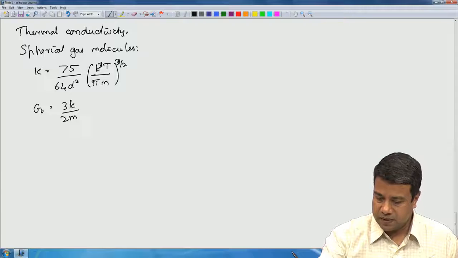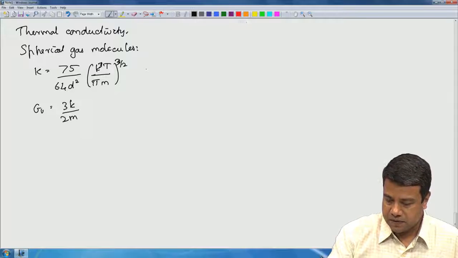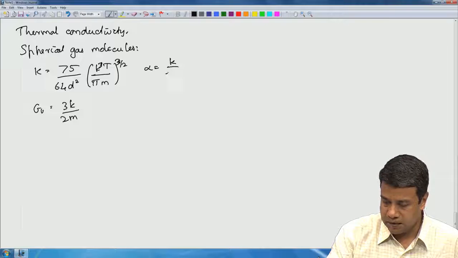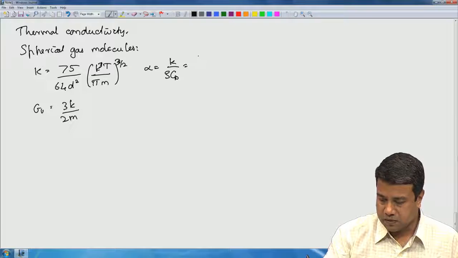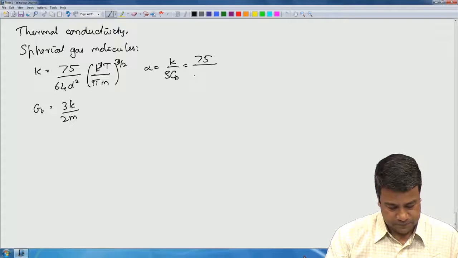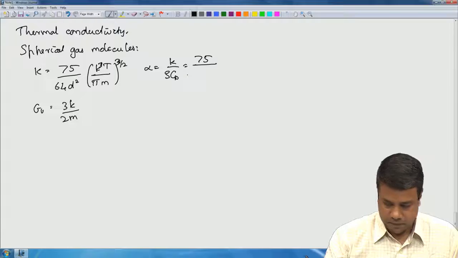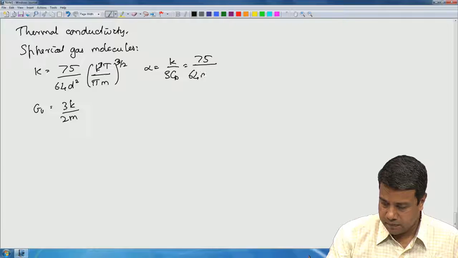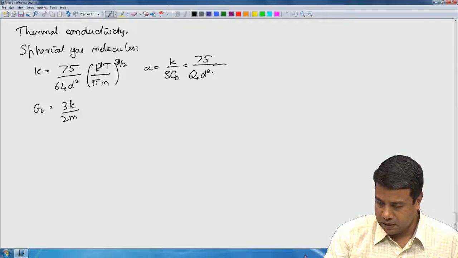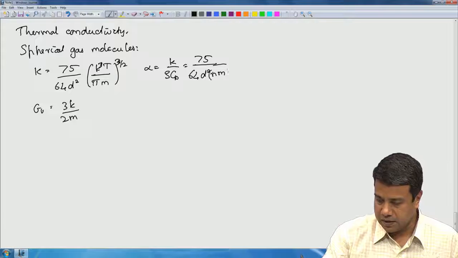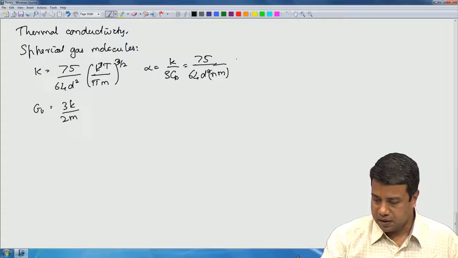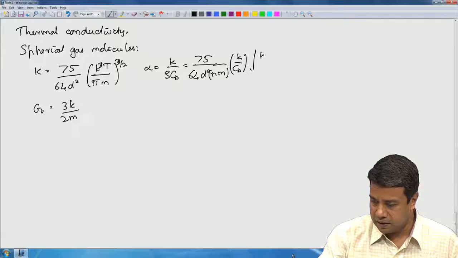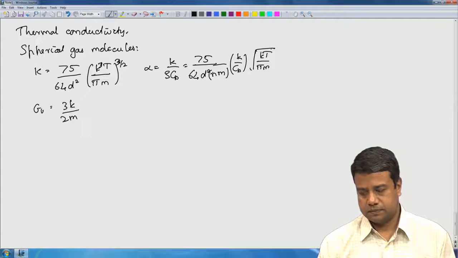You can see well here that the coefficients vary. So, from this I will get the thermal diffusion coefficient as k by rho Cp, which will be equal to 75 by 64 d square, into n, number density is n, and I will get k by Cp into root of kT by pi m.